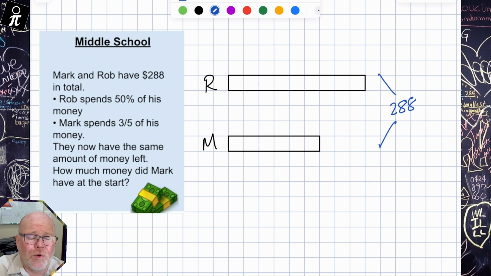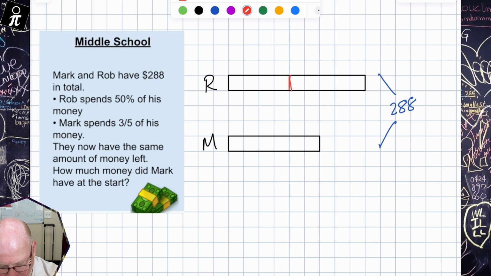Now, I don't know who has more money. Does Rob have more money than Mark, or does Mark have more money than Rob? At this point, I'm making my diagram look like Rob has more money, but that may end up not being true. The point of the tape diagram is to just help us make sense of the story. We can always go back and redraw the tape once we start to get a sense of who has more money or not. Anyway, Rob spends 50% of his money.